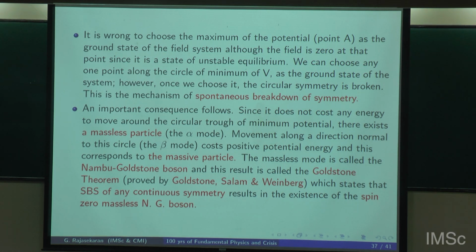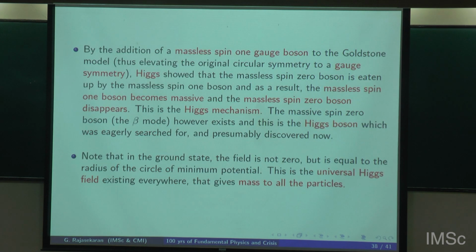But we know that this theorem is wrong, as I already mentioned. Why? If you add a massless spin one gauge boson to the Goldstone model, thus elevating the original circular symmetry to a gauge symmetry, Higgs showed that the massless spin zero boson is eaten up by the massless spin one boson, and as a result, the massless spin one boson becomes massive, and the massless spin zero boson disappears. This is the Higgs mechanism.